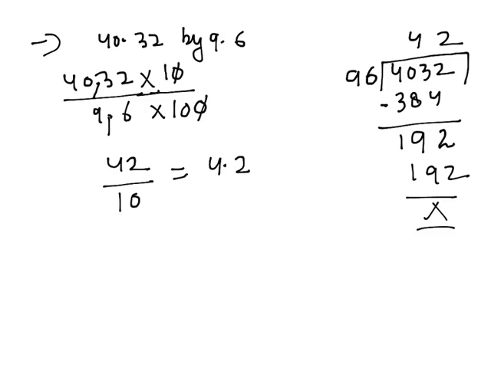So here what we'll do, we just count the number of digits after the decimal. 2 digits. So we put 100 in the denominator. Here we have 1 digit. So we put 10 in the numerator, in the opposite place.